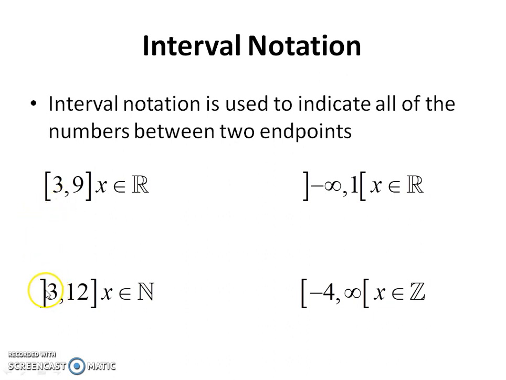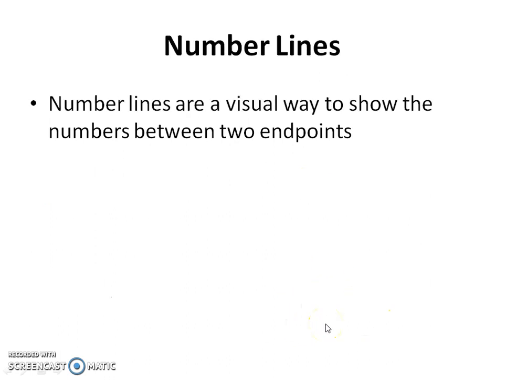This one here includes all the numbers between 3 and 12 that are natural numbers, but it does not include 3. This one does not include 1 or negative infinity. Actually, infinities are never included. This one does include negative 4.